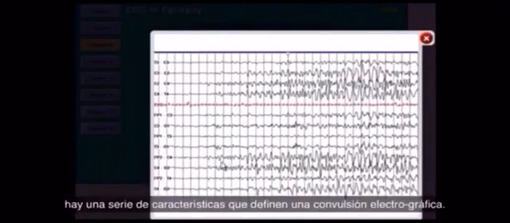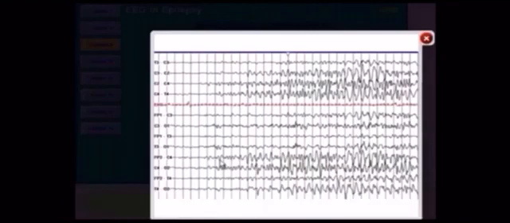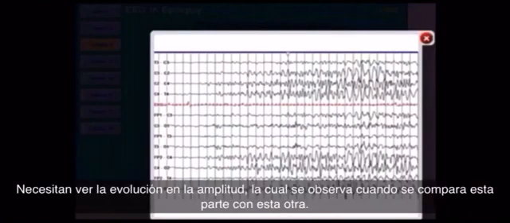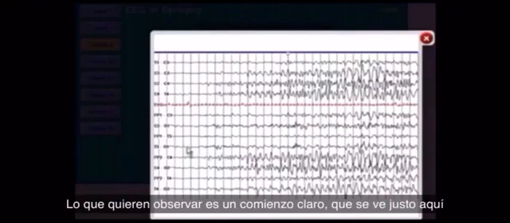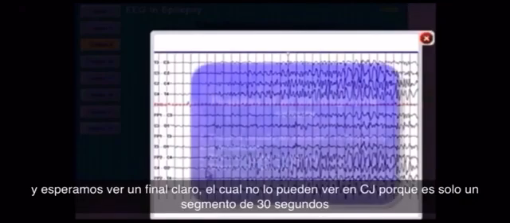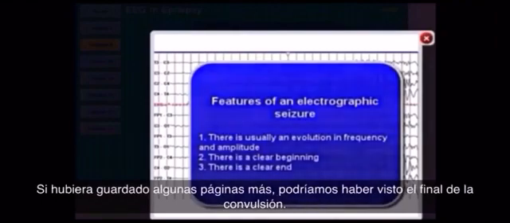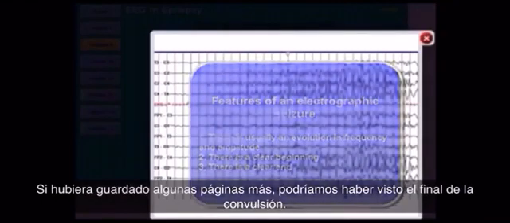So there are a number of characteristics which define an electrographic seizure. Number one, you need to see an evolution in frequency, which we see here. You need to see an evolution in amplitude, which you see when comparing this part to this part. You want to see a clear beginning, which you see right here, and you want to see a clear end, which you don't see in this EEG because it is only a 30-second segment. If I had kept a few more pages, you would have seen the end of the seizure.